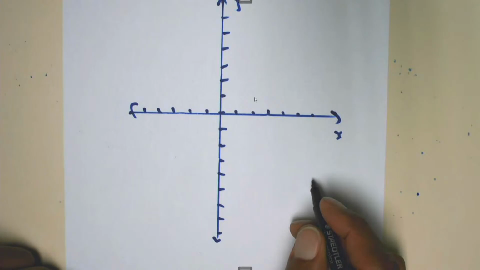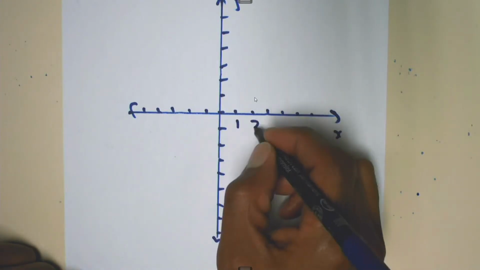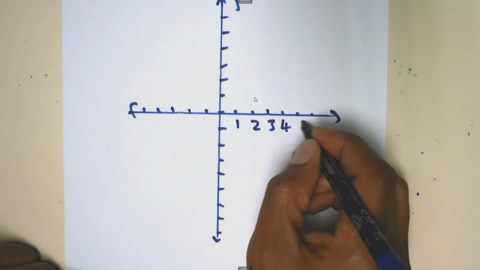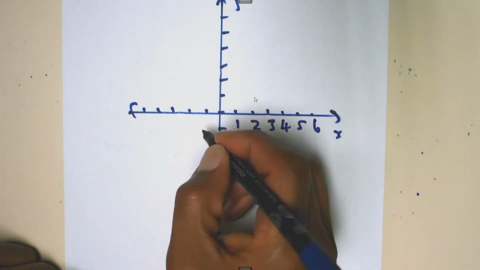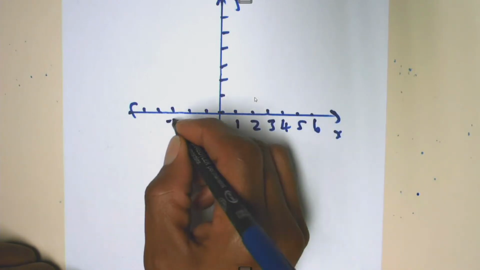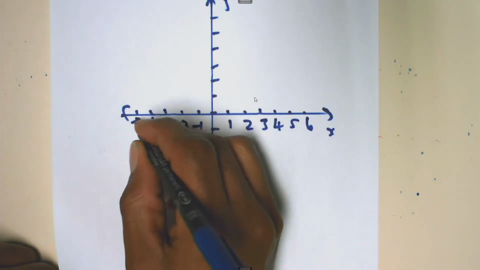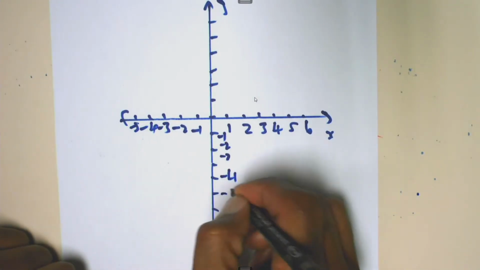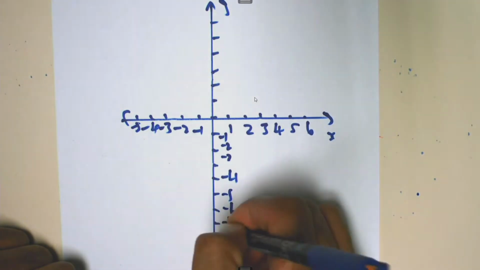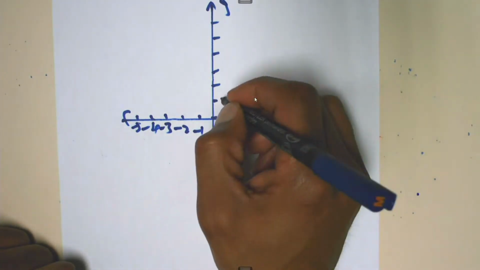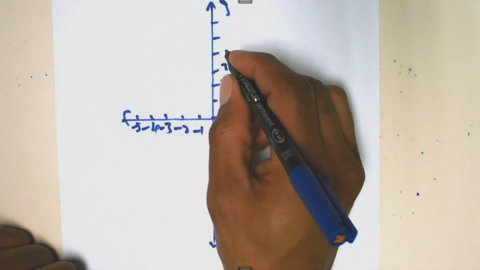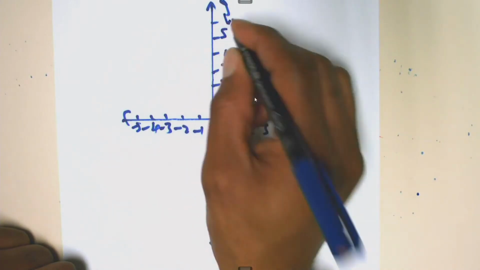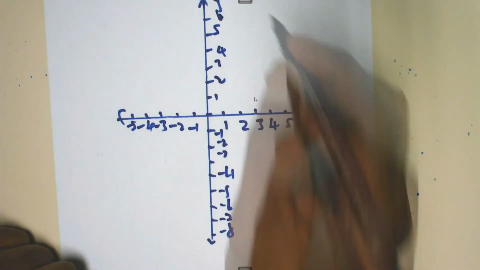Right now, this is 1. This is 2. This is 3. 4, 5, 6. Minus 1, minus 2, minus 3, minus 4, minus 5. Then on the y-axis: 1, 2, 3, 4, 5, 6, and downwards minus 1, minus 2, minus 3, minus 4, minus 5, minus 6, minus 7, minus 8. That is 6 there. Okay.